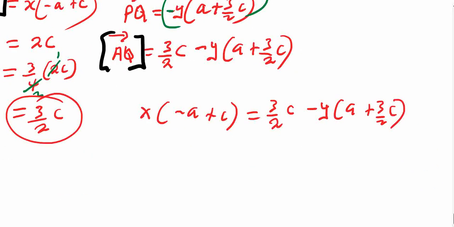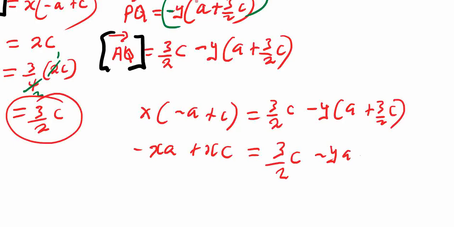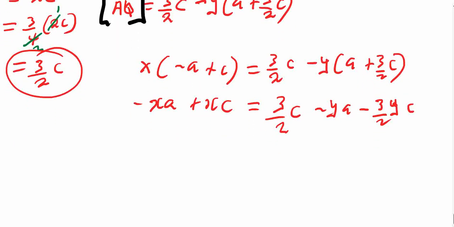So now we can clear the parentheses. So this will become negative XA plus XC equals 3 over 2C minus YA minus 3 over 2YC. So at this point, we need to get all the components of A. This is A and this is A. So let's equate the components of A. So this will become negative X equals negative Y. So divide both sides by negative 1 and X will be equal to Y.